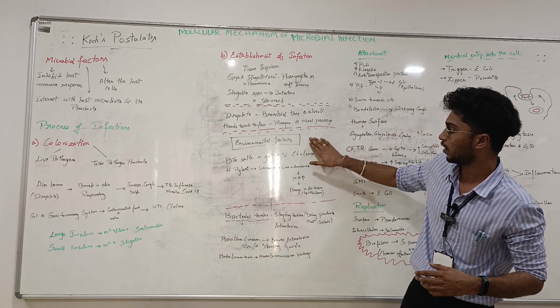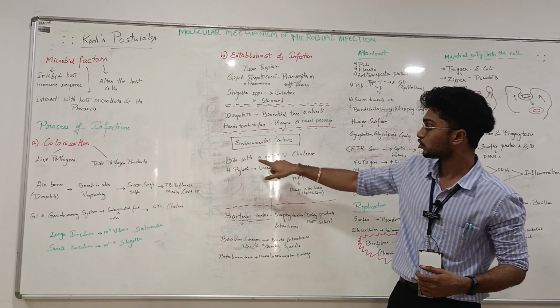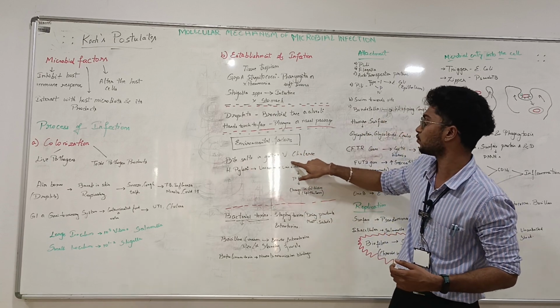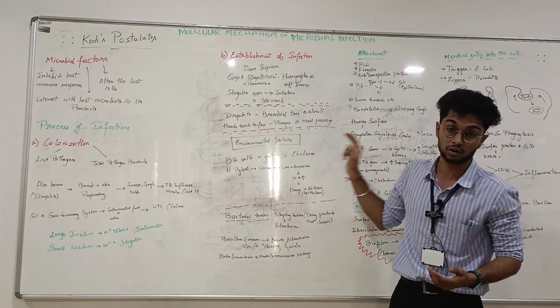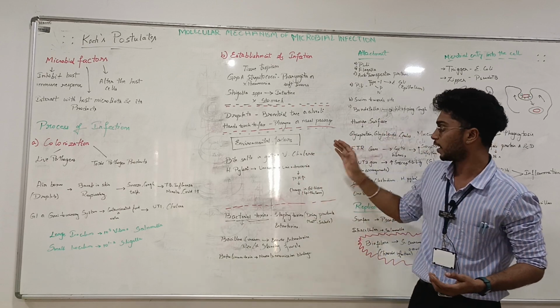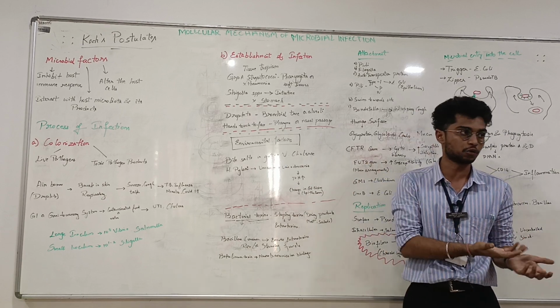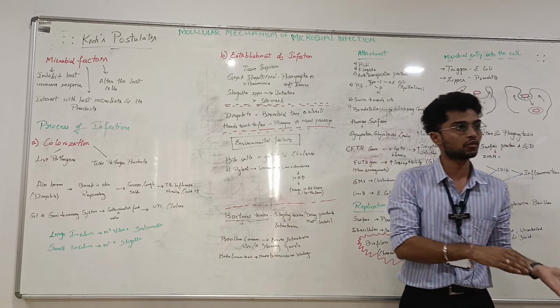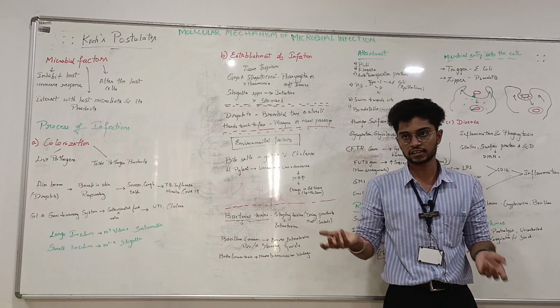Again, environmental factors like bile salts in the gut. The presence of bile salts is a favorable environment for Vibrio cholerae and H. pylori. H. pylori releases an enzyme called urease. This urease will convert the urea into ammonia. We know ammonia is basic in nature.